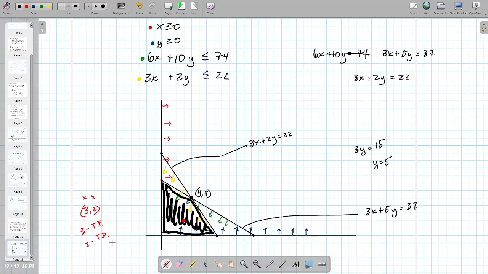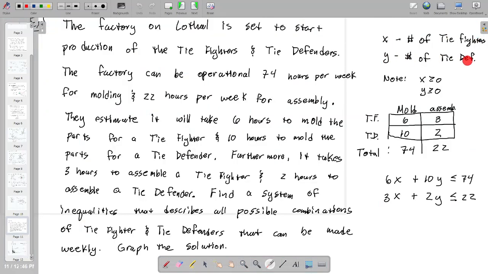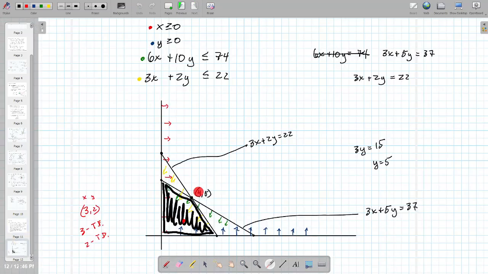This is a possibility. Now, is it the best possibility? Absolutely not. Obviously, we don't use the resources that we have. We have up to 74 hours for molding, and we have up to 22 hours for assembly. Now, the best solution would be this 4, 5. This would mean we mold and assemble 4 TIE fighters and mold and assemble 5 TIE defenders. Because remember, x is TIE fighters, y is TIE defenders. So we can make 4 TIE fighters and 5 TIE defenders. And that will use all of the resources that we have.